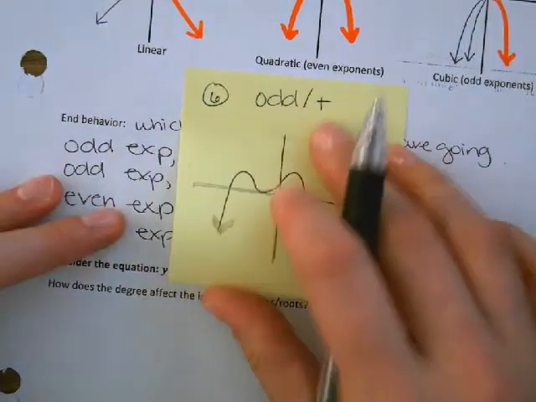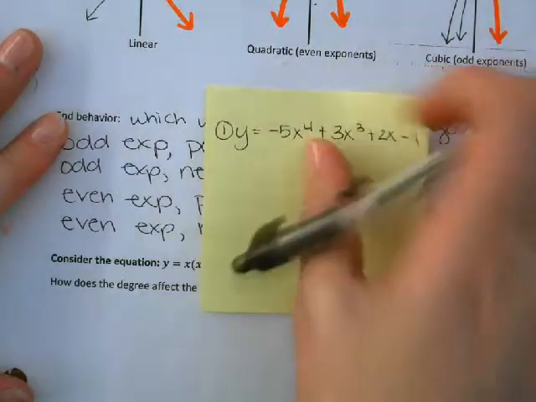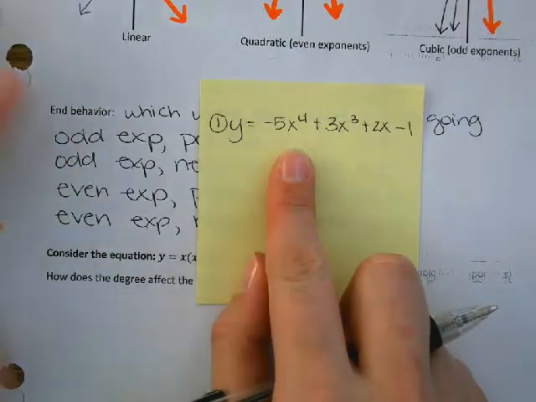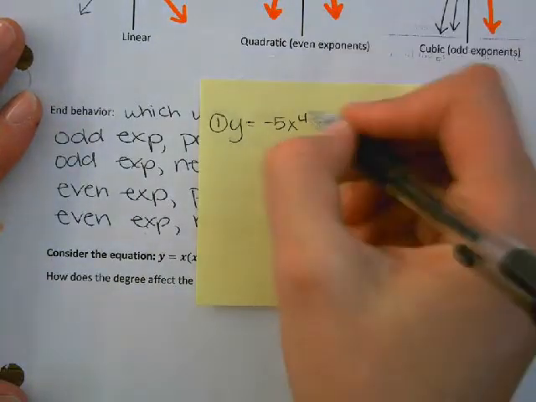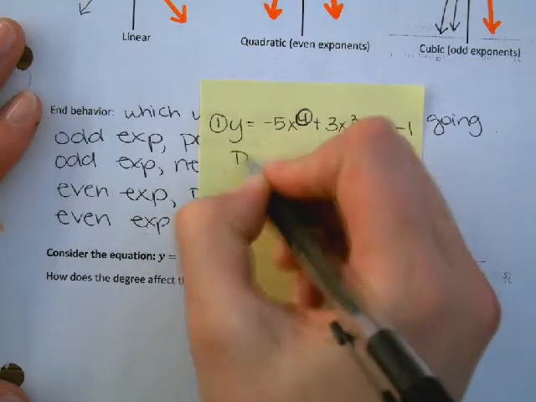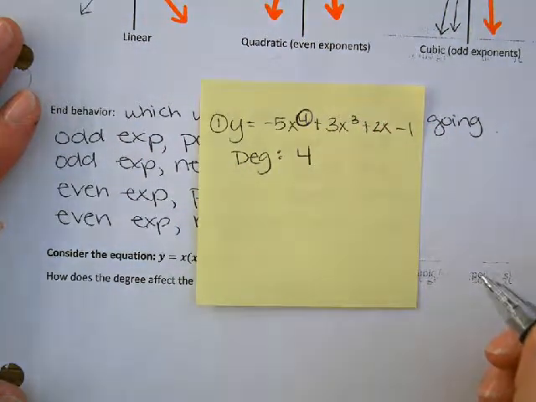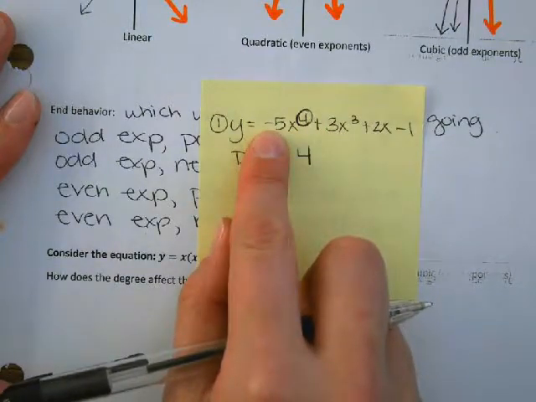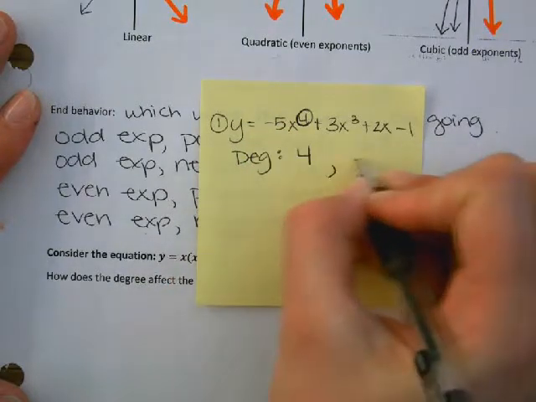Okay, here's what we're going to look at next. We're not going to look at a picture, we're going to look at an equation. When you look at this equation, can somebody tell me what the degree is? 4. The degree is the highest exponent. So this equation has a degree of 4. Is this equation positive or negative? It's negative, because the coefficient that goes with the x that had that exponent was a -5. So this is a negative graph.